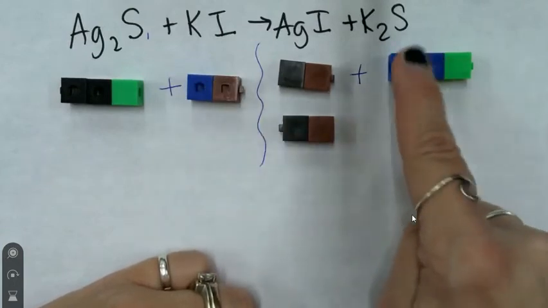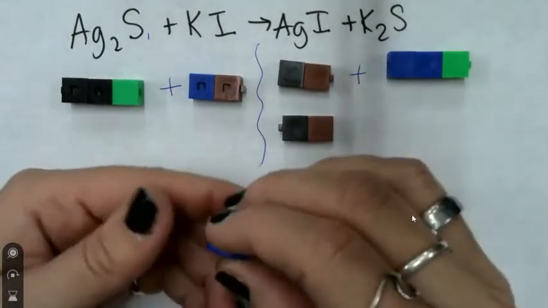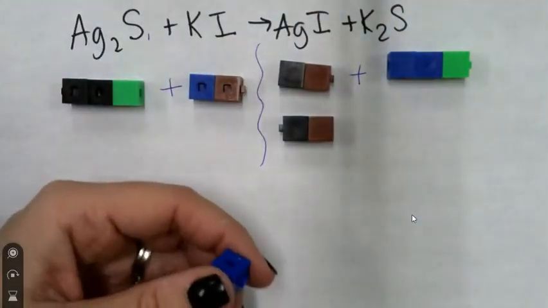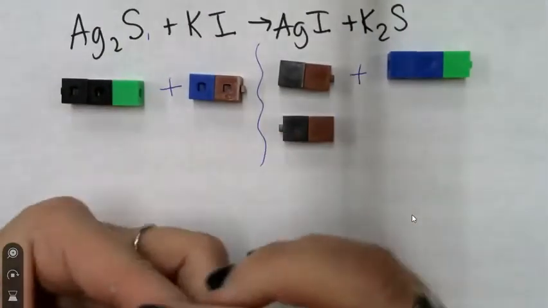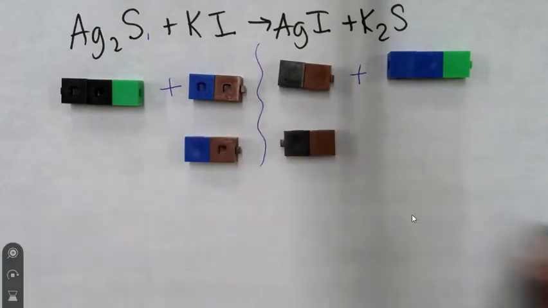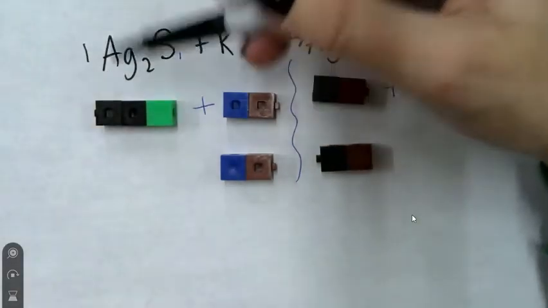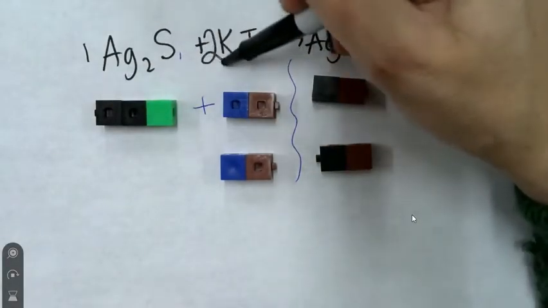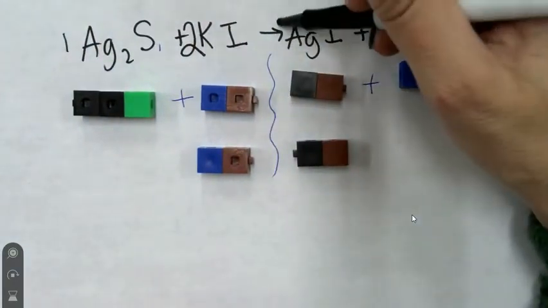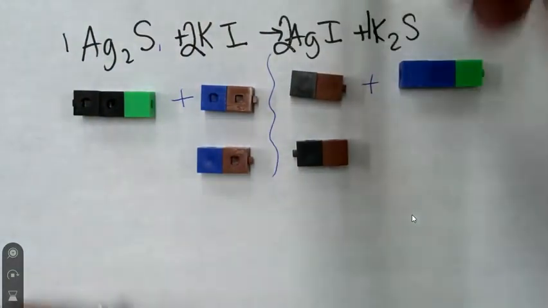But I also had 2 blues here and only 1 blue there, so I'm going to have to add another one of these. So my point is to see how many I need to balance it, or to make both sides equal. So I just needed 1 of those, 2. So I put a big 2, it's a coefficient out front. 2 of these and 1 of those.